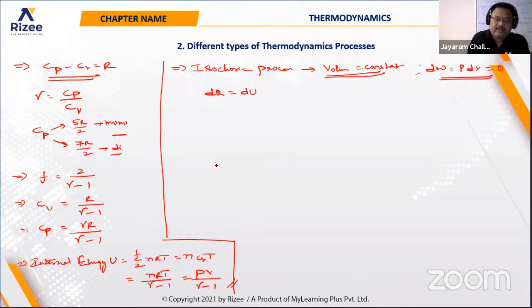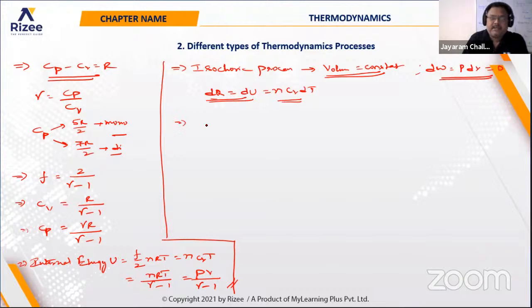So now the next process, since the work done is equal to 0 in this particular case, dQ is equal to dU, which can be written as nCv dT, please.